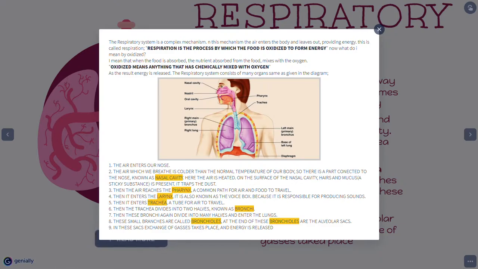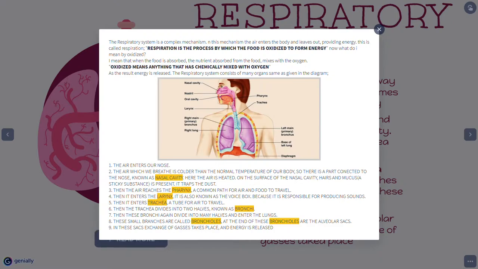Okay, let's come back to the point again. So after the larynx, it goes to the trachea. Actually, the trachea is a tube-like thing. Okay, so it is a tube-like thing, and then it divides into two bronchi. As you can see over here, these are the two bronchi.